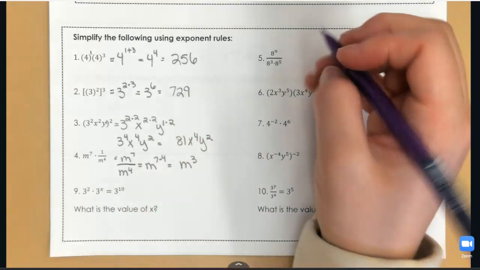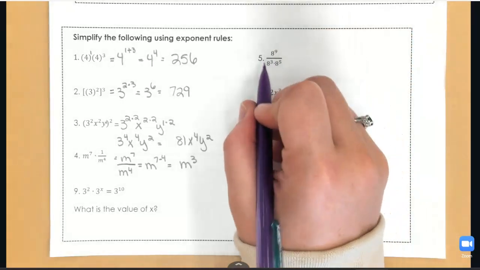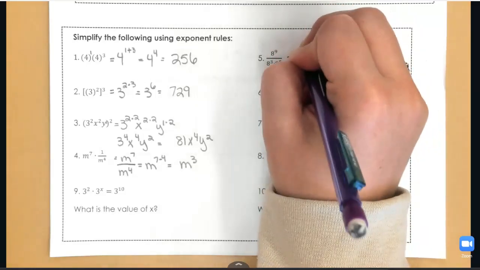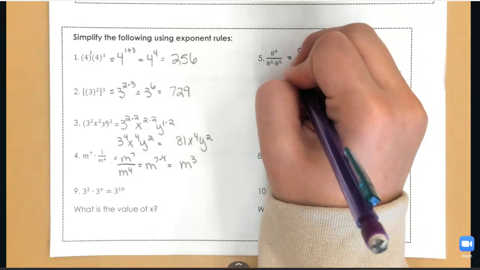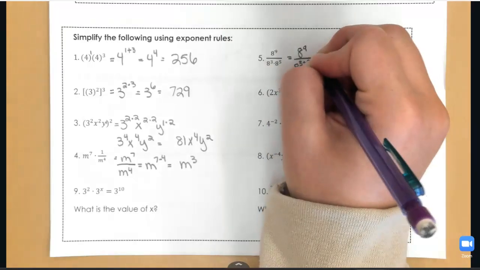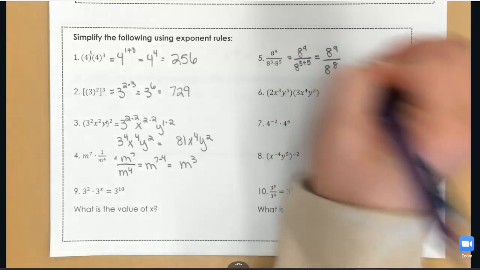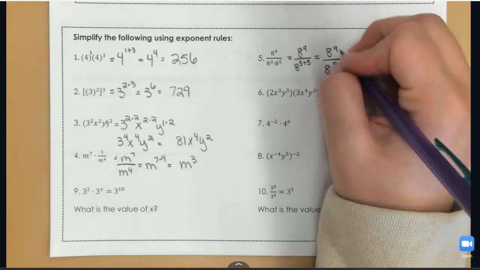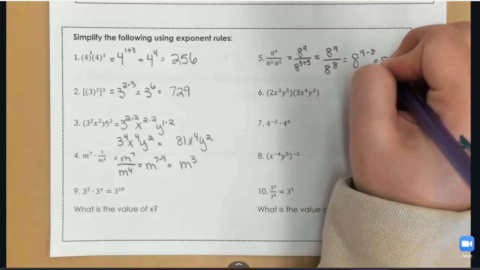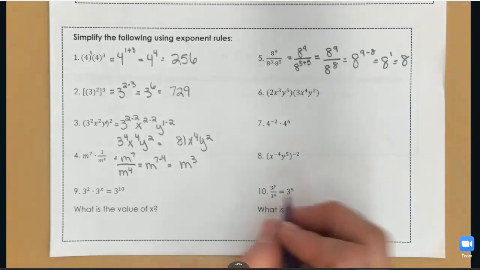Moving on to 5. This one is a combination. I'm going to start by simplifying my denominator first. So I have a product rule in the denominator, which means I still have 8 to the 9th on top, but the bottom will be 8 to the 3rd plus 5. You're going to add those two exponents. So that will give you 8 to the 9th over 8 to the 8th. Now I can focus on my quotient rule, where I will subtract my exponents. So I will just end up with 8 to the first power, which is 8.